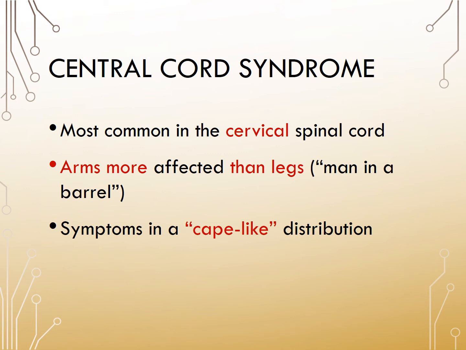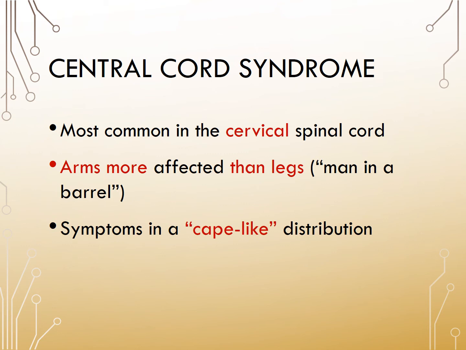Classic signs of central cord syndrome are the arms being more affected than the legs. Because of this, it has been given the nickname man in a barrel. Picture yourself inside of a barrel, with the barrel running from your shoulders to your hips. While your legs are free to move, your arms are trapped inside the barrel.